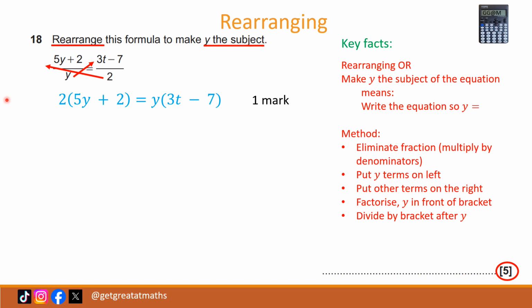From here, we now need to expand the brackets. So I'm going to multiply my 2 by my 5y. Now 2 times 5 is 10, so that gives me 10y. I then have to multiply 2 by 2, which gives me plus 4.